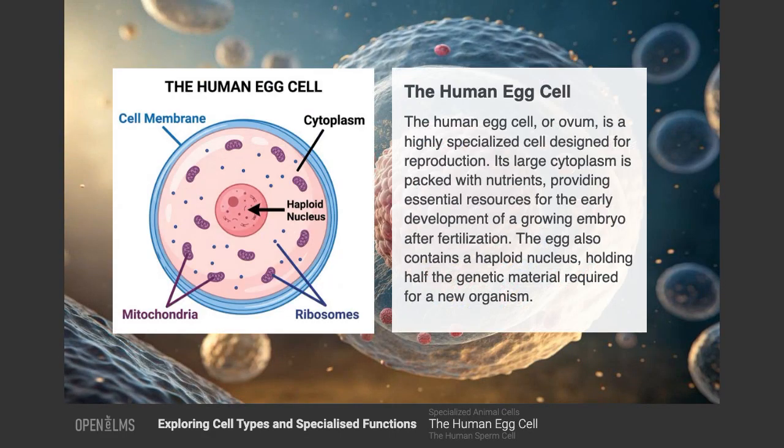The human egg cell. The human egg cell, or ovum, is a highly specialized cell designed for reproduction. Its large cytoplasm is packed with nutrients, providing essential resources for the early development of a growing embryo after fertilization. The egg also contains a haploid nucleus, holding half the genetic material required for a new organism.